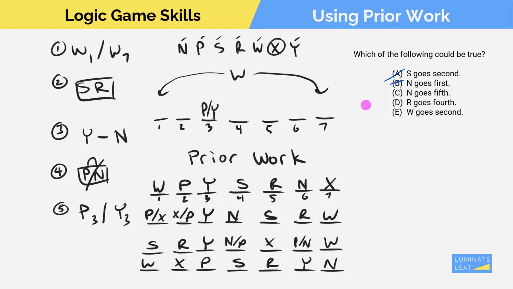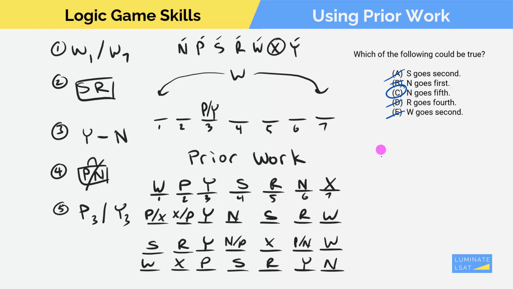D says R goes fourth, but the R has to have the S immediately before it. So if you put R in 4, then you have no room to put the S because you have to put P or Y in 3. And E says W goes second, but one of the rules says W is first or 7th, so it can't go second. That means C is going to be our answer. Now notice that the way I solved it did not rely on prior work.